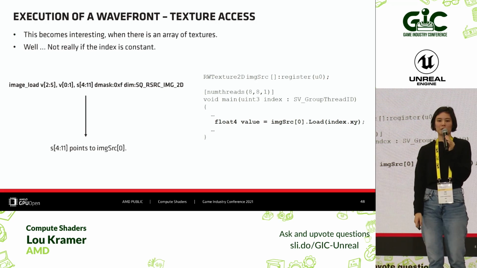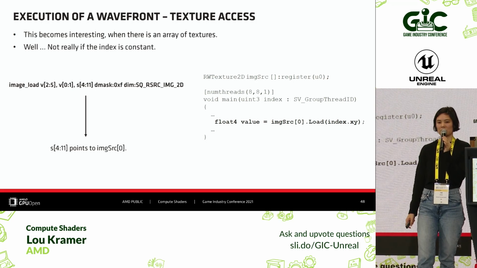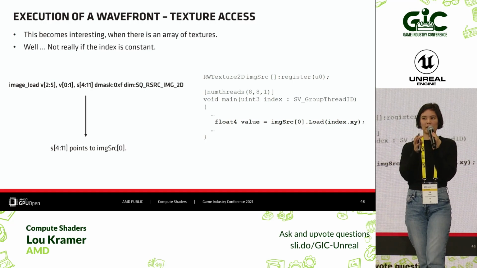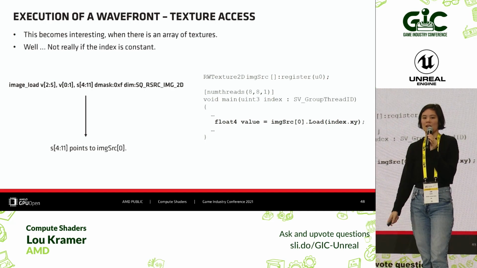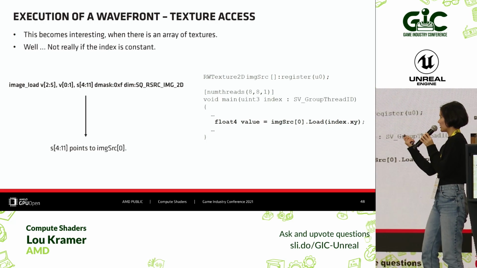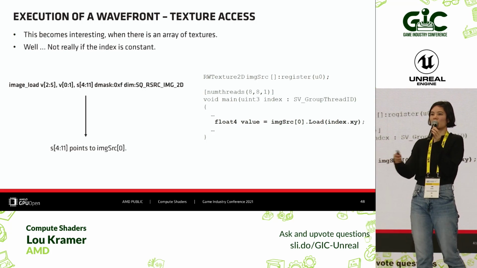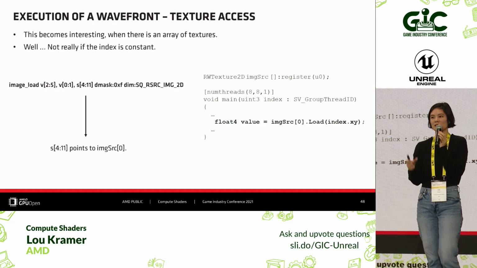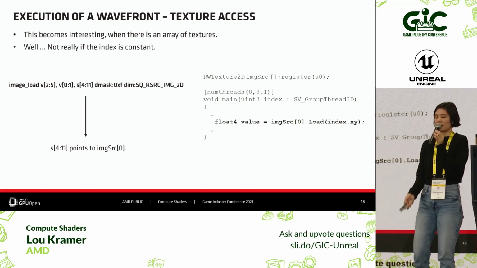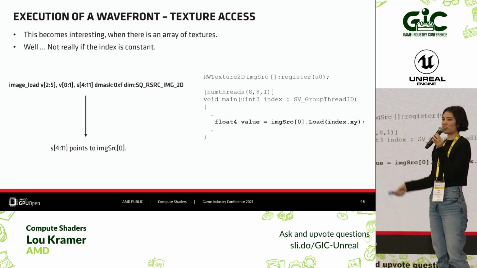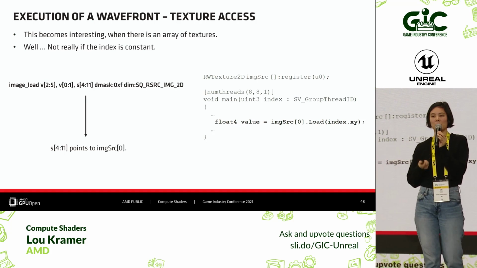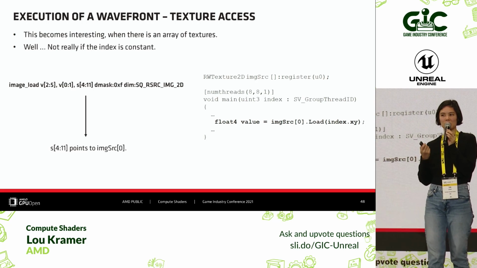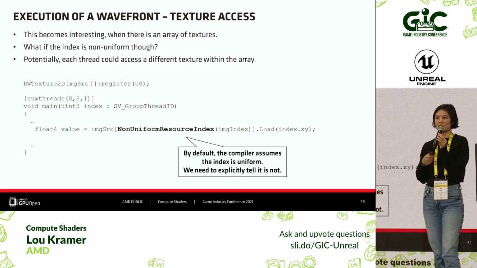So this becomes interesting when we actually have an array of textures. Not a texture array, but really an array of multiple textures. But it's not so interesting if your index is constant, because then obviously all threads are still accessing the same texture. So now we have the image source, and the index is just 0, so on the assembly side nothing changes. But what happens if our index is not constant, but non-uniform?